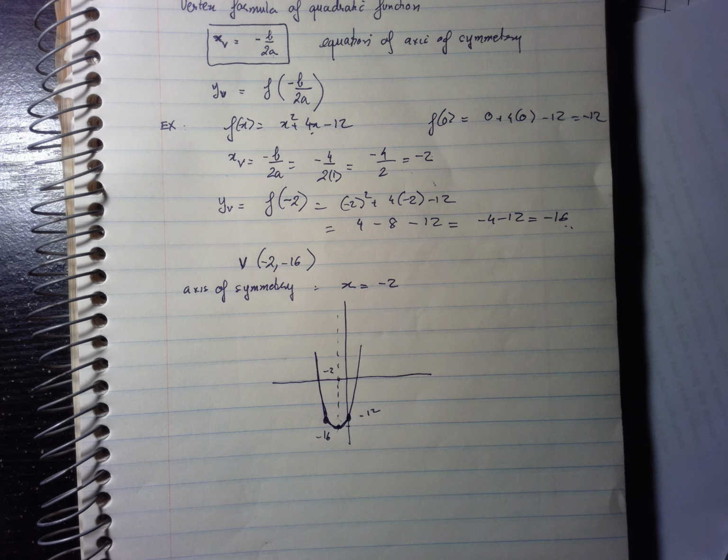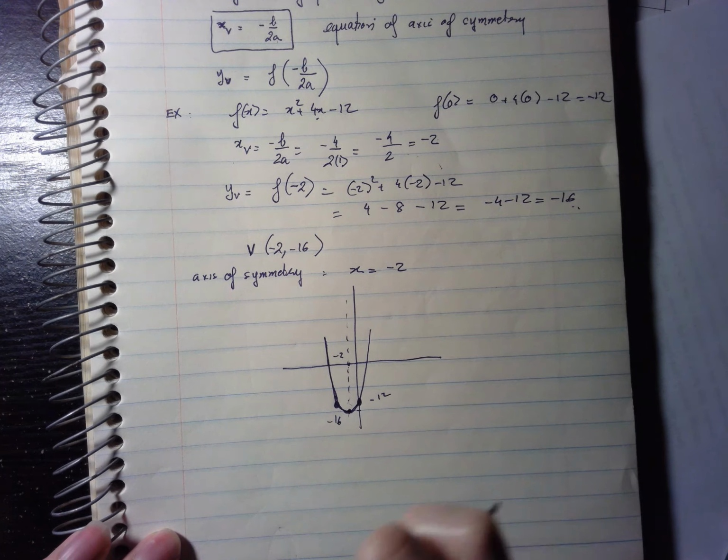Okay, so after we understand the concept of the vertex and we learn the coordinate of the vertex, we want to talk about another form of quadratic function. It's called the vertex form of quadratic function. So what does it mean by vertex form of quadratic function?